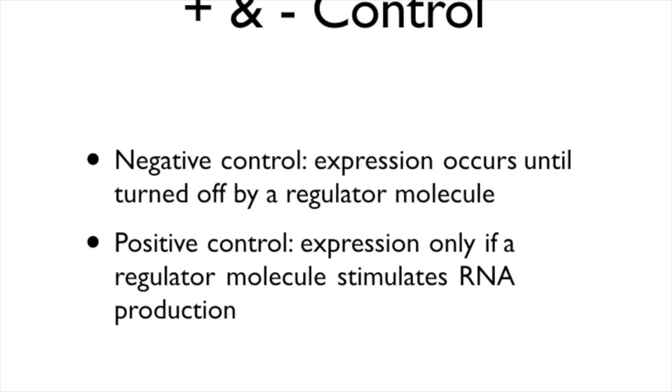But negative control, when a system's under negative control, expression occurs until turned off by a regulator molecule. And we'll dig into this. Like I said, I encourage you to read the text, do some more digging. Positive control is a system where expression happens only if some regulator molecule stimulates RNA production or transcription.